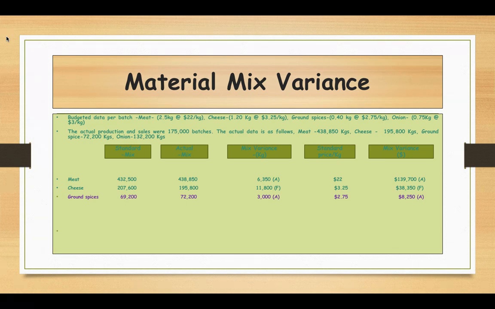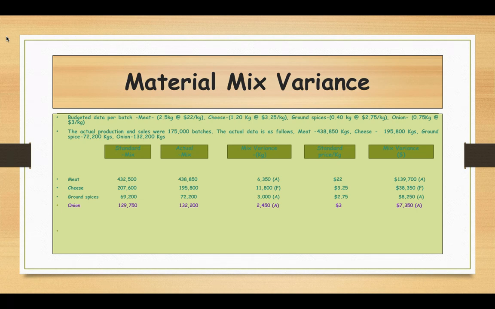0.4 per batch. So 0.4 divided by the total ingredients per batch, which is 4.85, times the actual total ingredients we have used, which is 839,050. So the standard mix for ground spice should have been 69,200. Instead, we have actually used more, which is 72,200 kilograms. So the difference is 3,000 kilograms adverse. And we need to convert that into money value. So the standard price per kilogram for ground spice is 2.75. So 3,000 times 2.75 is $8,250 adverse.